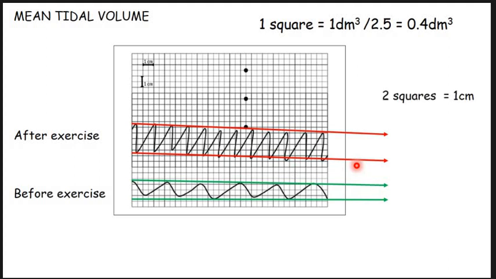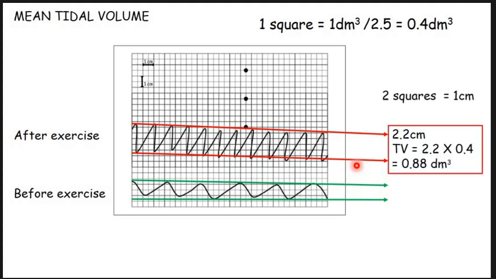There, 2 squares is 1 centimetre. So what we've done here, we've put them along there and we've counted that there are 2.2 centimetres by counting the squares. And we know that each one of the squares is 0.4, so we do 2.2 times 0.4 gives 0.88. It's literally a case of counting the squares.